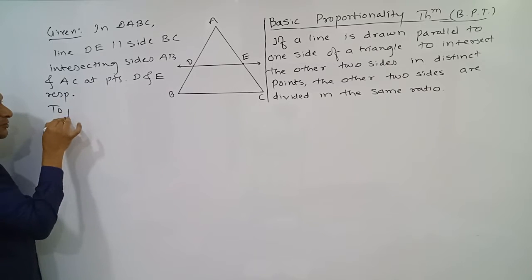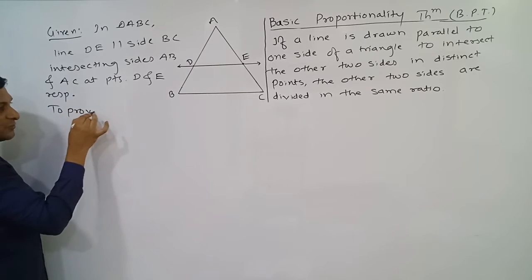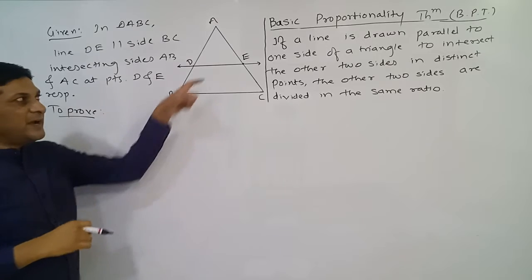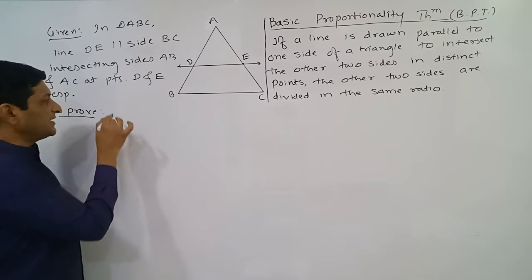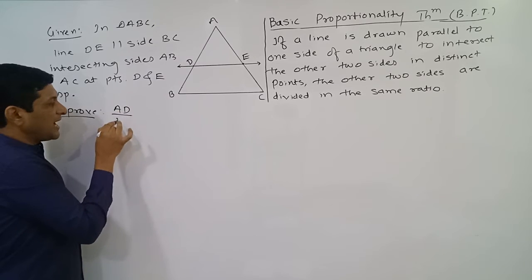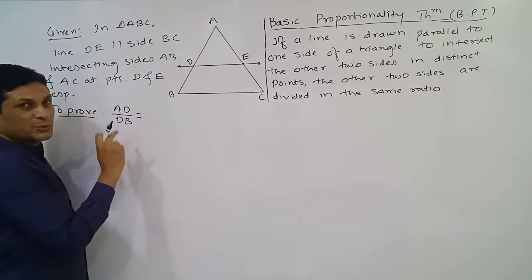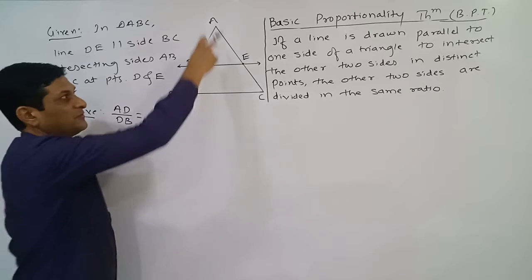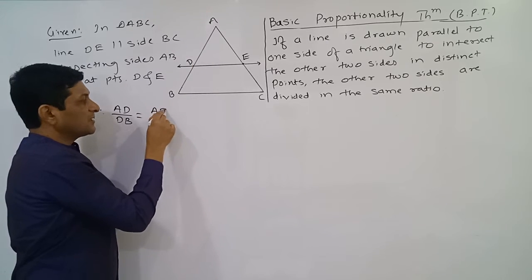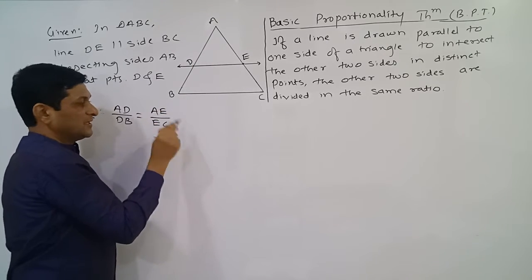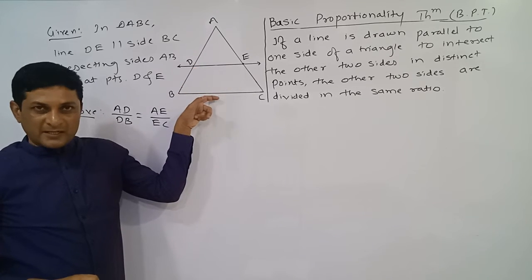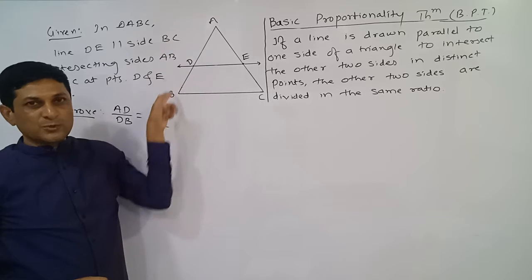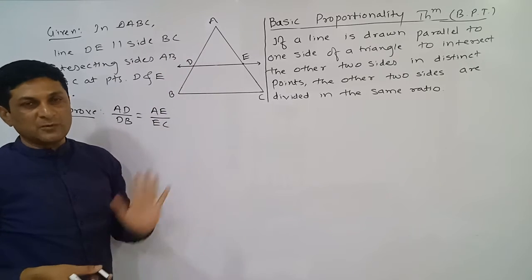Now what we have to prove using this given condition? We have to prove that this line divides the other two sides in equal ratio. It divides the first side into which two parts? AD and DB. We have to prove that the ratio of these two parts will be equal to AE upon EC. So again, what is the statement? One line is drawn parallel to one side of a triangle, then we have to prove that it divides the other two sides in equal ratio.